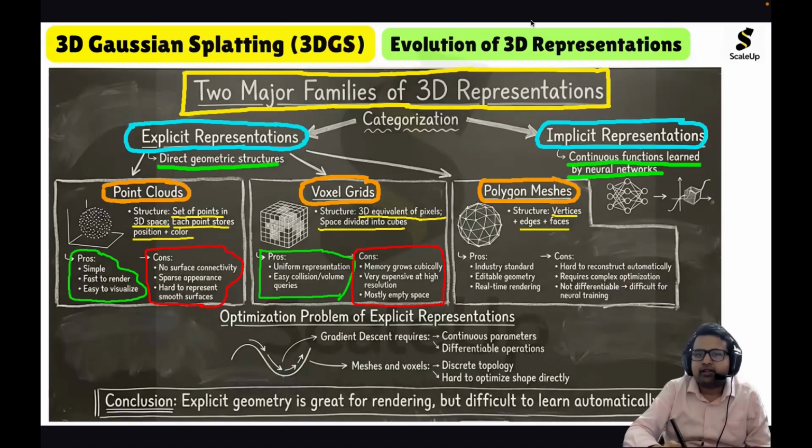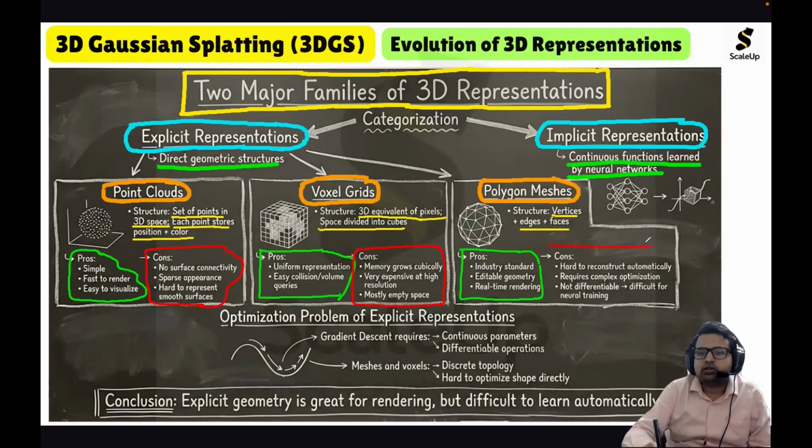Now, what are the advantages of polygon meshes? The pros: it is the industry standard. In industry, polygon mesh is used. Why is voxel grid not used? Because it can take lots of memory. Polygon meshes offer editable geometry and real-time rendering.